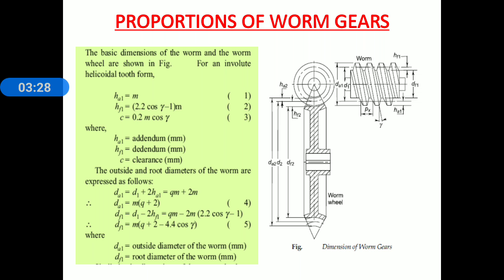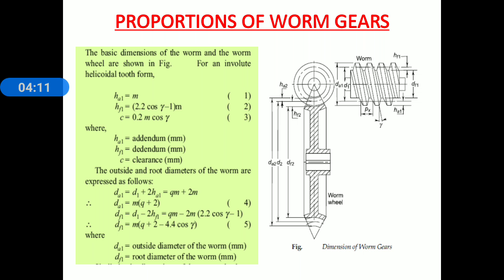Again, everyone observe the sketch of worm. First, the outside diameter DA1. How to get the value of outside diameter DA1? DA1 is equal to D1 plus 2 times addendum of worm. DA1 is equal to D1 plus 2 HA1. Here D1 is the pitch circle diameter of a worm, and HA1 is the addendum of a worm, that is the value of addendum expressed in equation number 1.